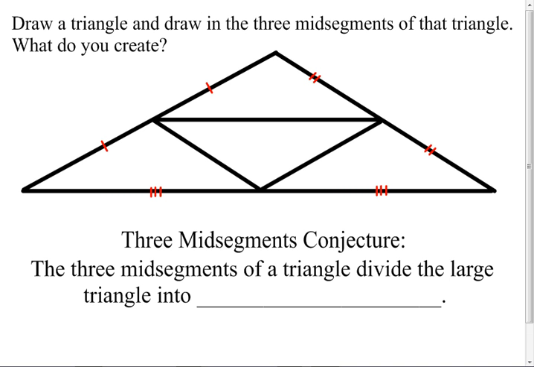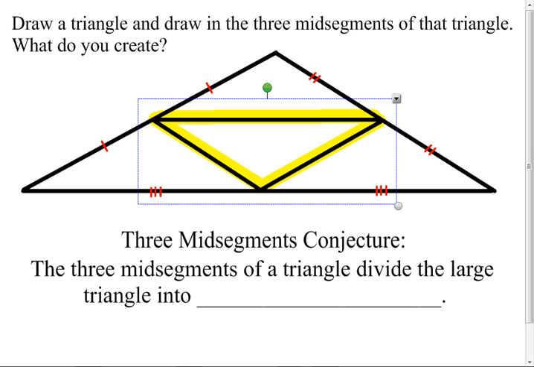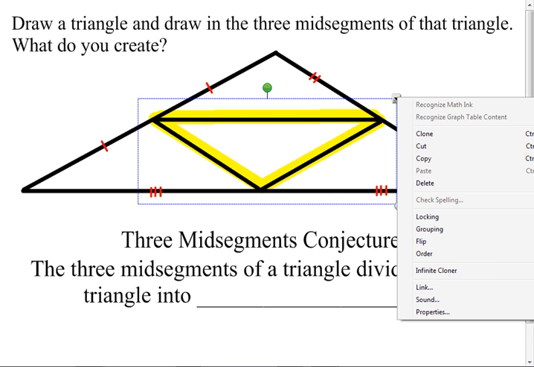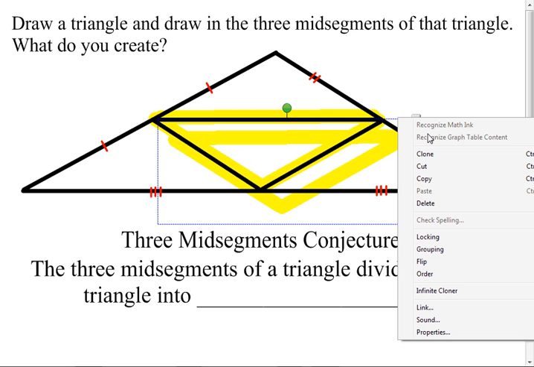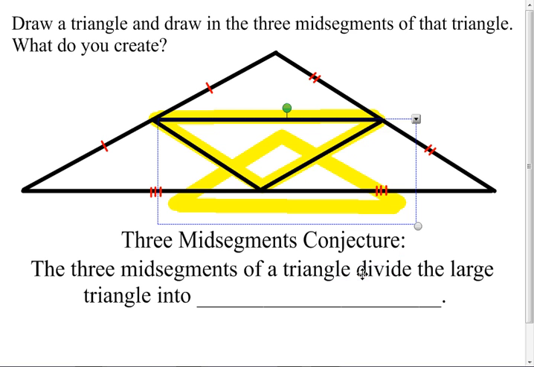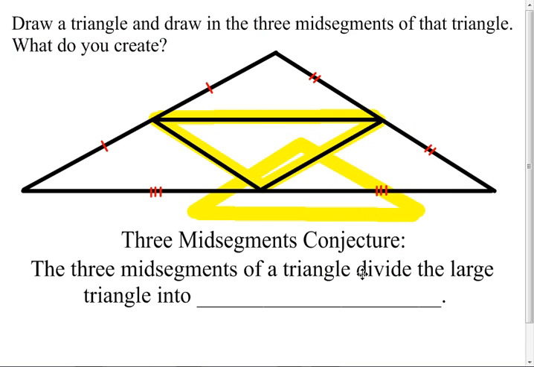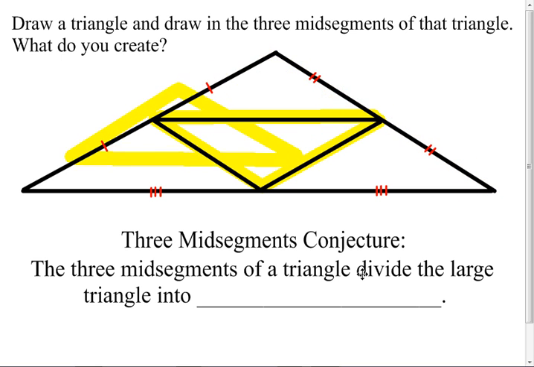Okay, so we drew a triangle, and we drew in all the midsegments of the triangle. And what do we get here? If I draw in this midsegment, and this midsegment, and this one, and then I'm going to clone that, and I'm going to flip it. And what's true about this yellow triangle? It looks like it's congruent to that one, that one, and that one.